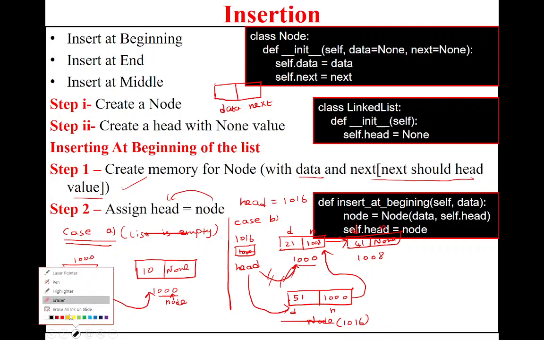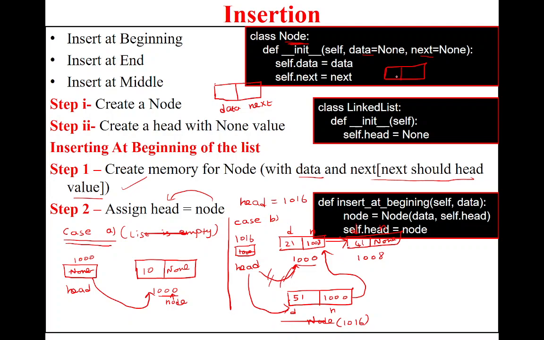See, first the node is created with the help of a constructor. First the class Node is created, then we have the constructor receiving the data and the next. If data is not received, None will be assigned. So whenever we create an object for this class, it will create the node like this. It will have two parts: one is the data part, another is the next part.